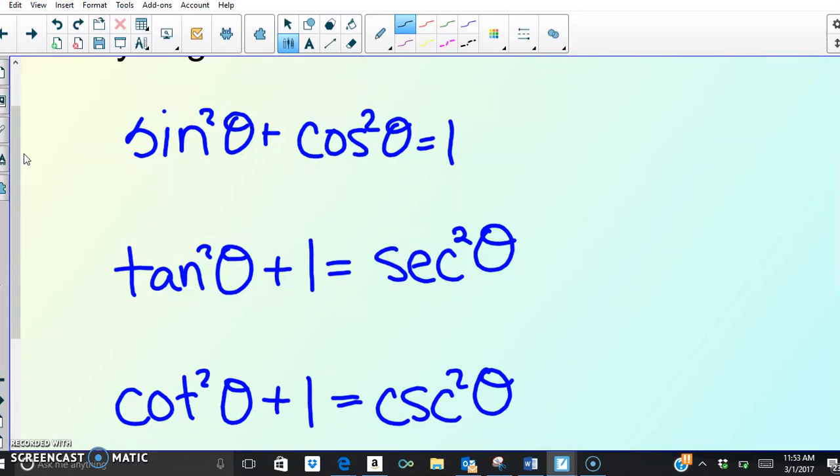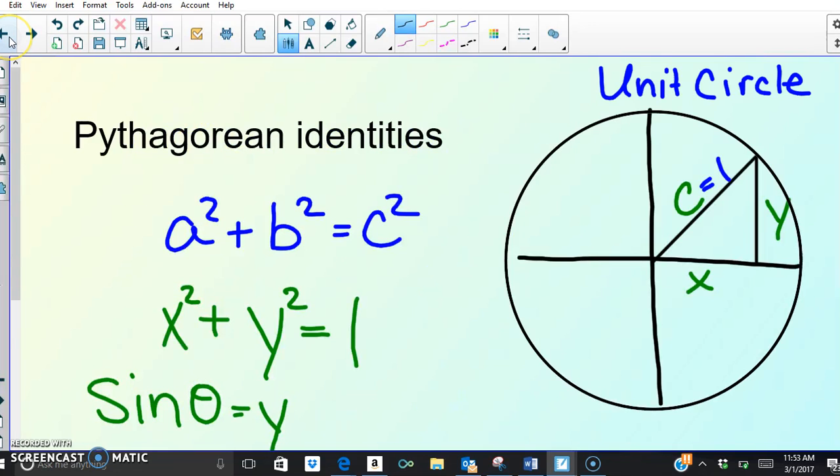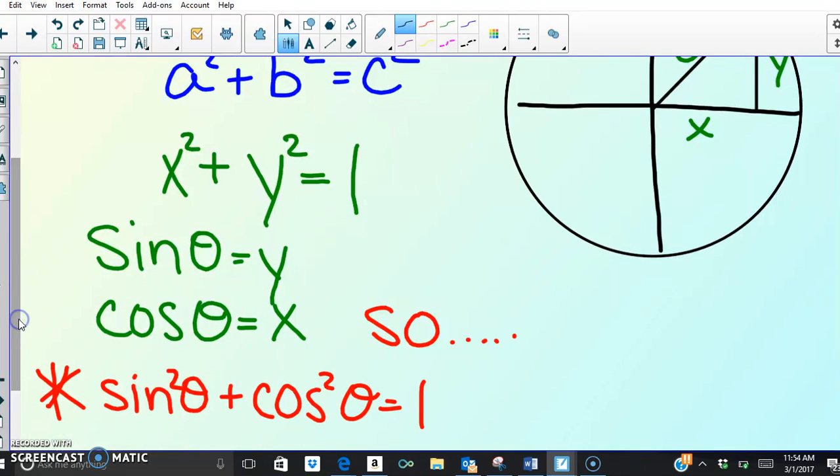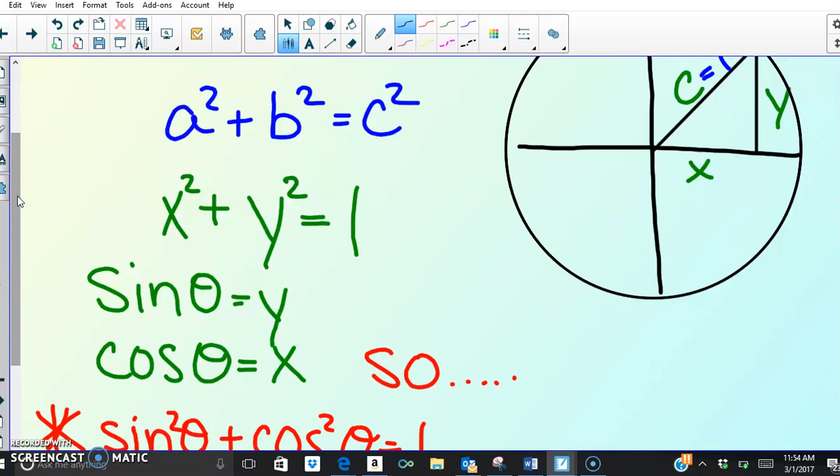Tangent squared theta plus 1 equals secant squared theta. And cotangent squared theta plus 1 equals cosecant squared theta. So we're talking about this all on the unit circle. And if you remember, sine equals y, cosine equals x. So when we change that, it goes to sine squared theta plus cosine squared theta equals 1. And then all the other trig identities are just modified from that.